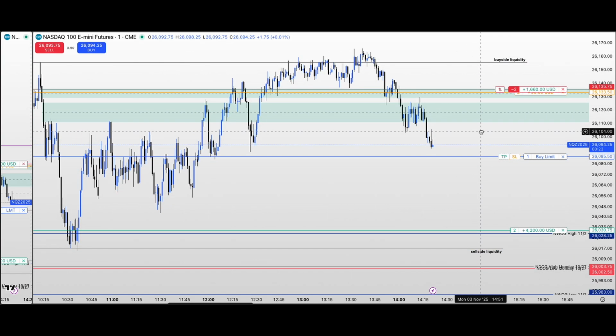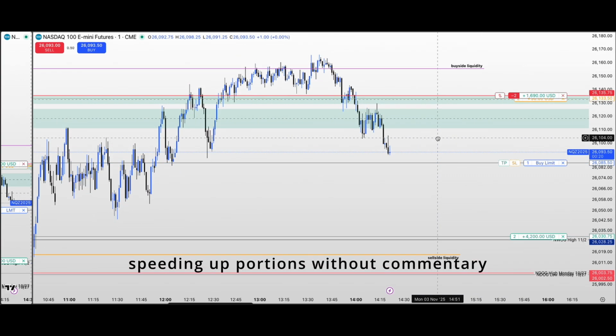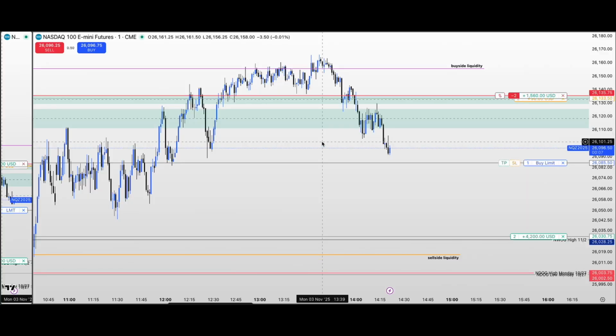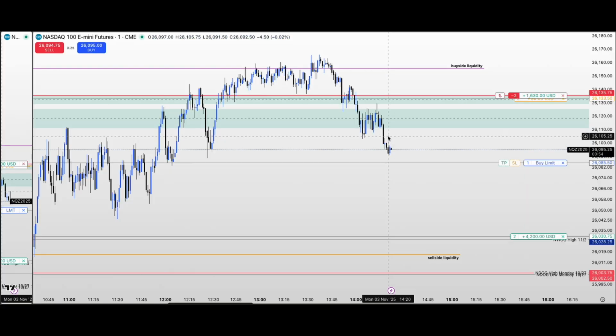Alright, now just letting it play out. We have this little gap here. We wick into it. We don't even reach the midpoint, and we close well below the gap.